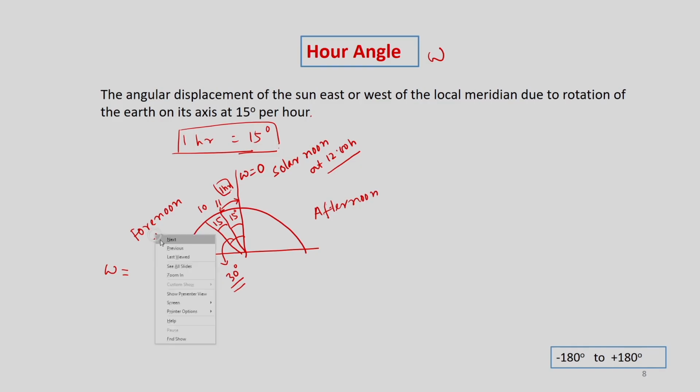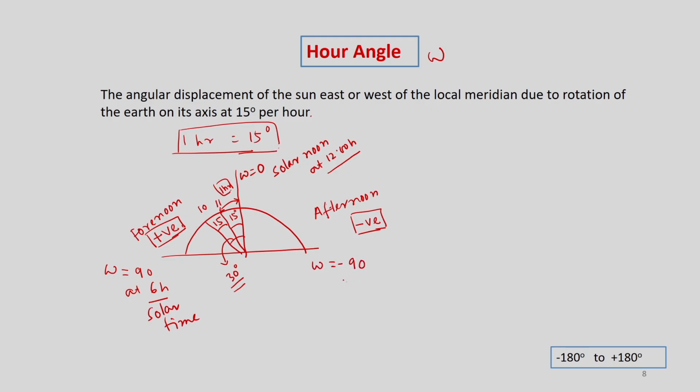In case of forenoon, omega is positive, for afternoon omega is negative. These sign conventions are normally considered. Okay. And here omega is plus 90 at 6 hours solar time, and omega will be minus 90 at 18 hours, and this is also solar time.